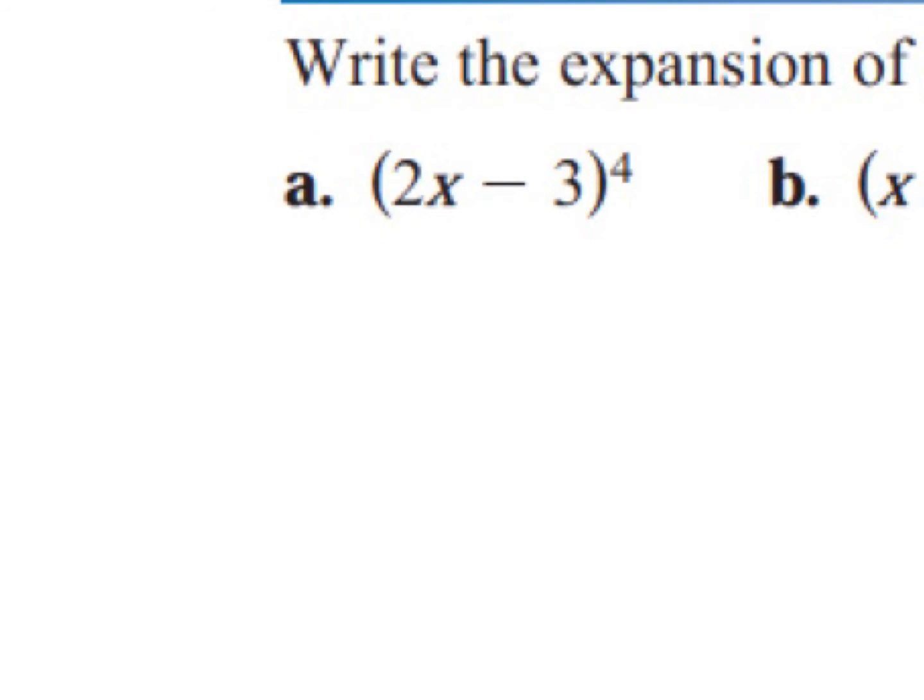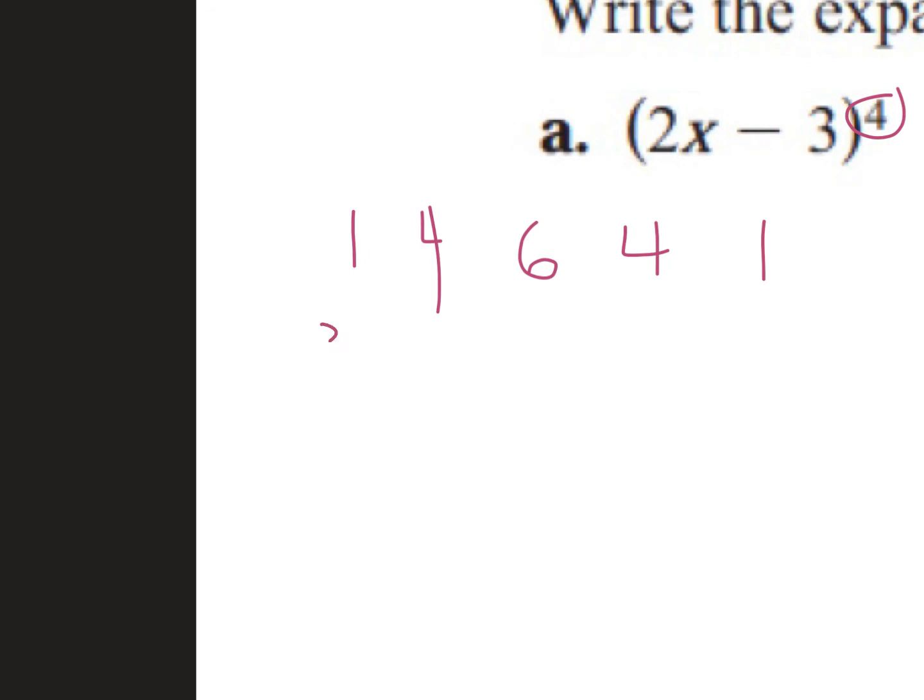Which row are we looking at in our Pascal's triangle now? The 4th row. What are the coefficients in the 4th row? 1, 4, 6, 4, 1. What's our first term? 2x. We have 2x, 2x, 2x, 2x, and 2x.